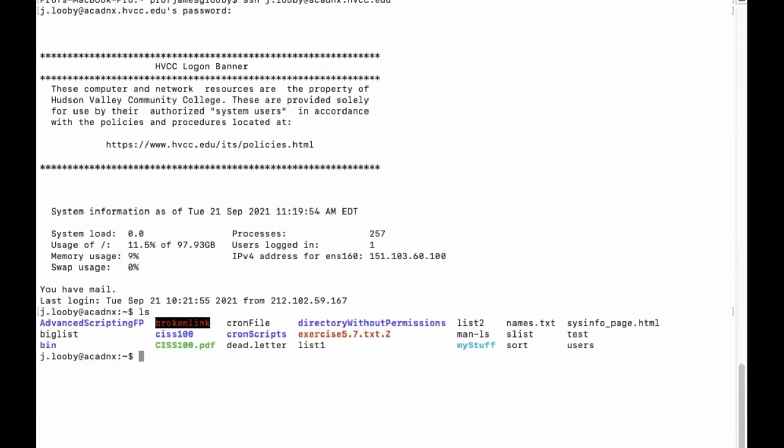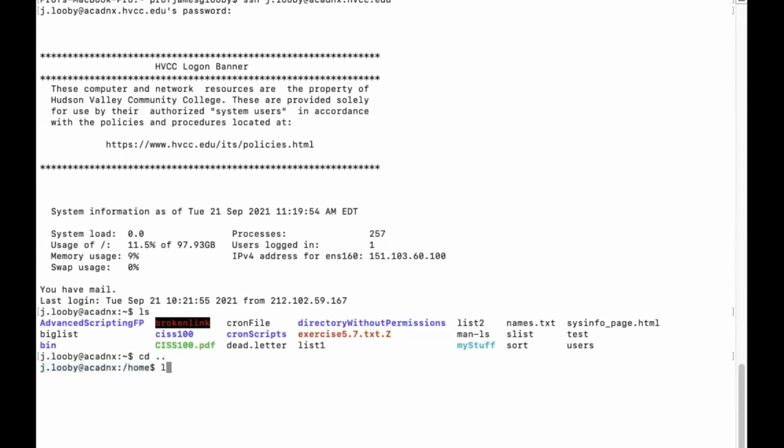And I could do an ls. Okay, there we are. That's what your system is actually going to look like at the end of the semester. But let's do some navigation. cd space dot dot, go up a directory level. Linux informs me where I'm at. Well, I'm jlubiat at acadnx, and I'm now in /home, root home, okay, in that subdirectory.